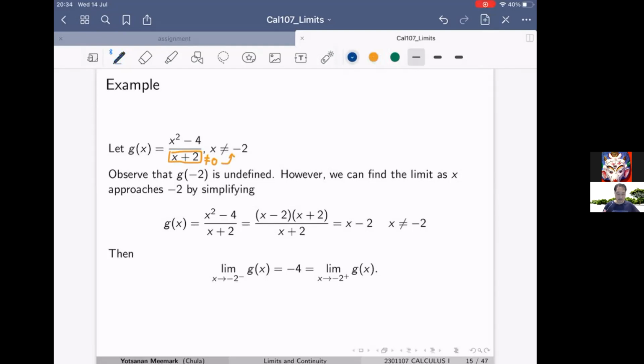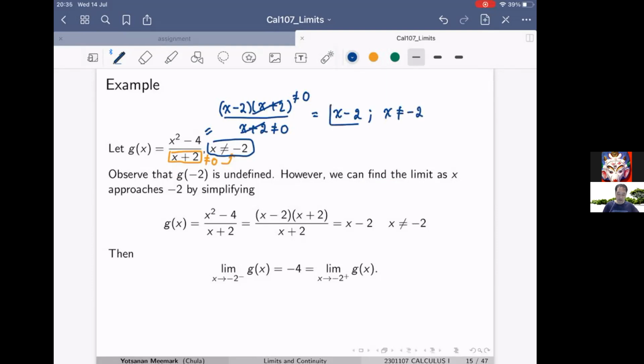As your x goes close to -2, the expression on your top can be factorized like that, right? Because it is the difference of squares. So this one is x plus 2. And because x is not -2, this one will never be 0, so you can cancel, right? So it means that your g of x is x minus 2, but your x is not -2.